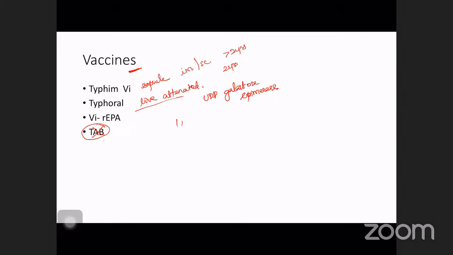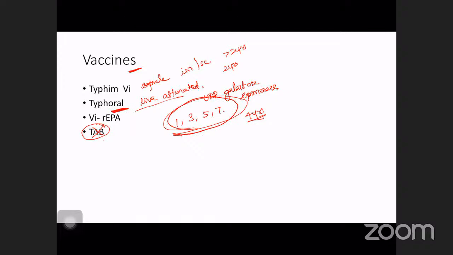So the schedule will be on alternate days: 1, 3, 5 and 7. Once you have taken these 4 doses, after 7 days you will have the immunity, and this immunity will last for around 4 years. So in the 5th year you are supposed to repeat the entire schedule. You cannot just give a single booster dose. The entire schedule has to be repeated after 4 years. So that is about the Typhoid vaccine.